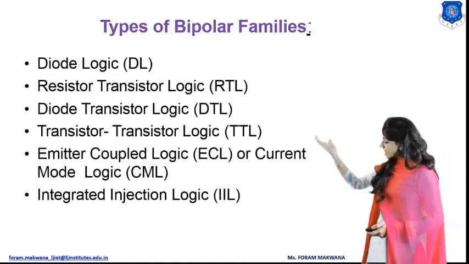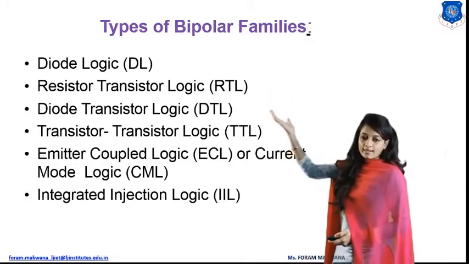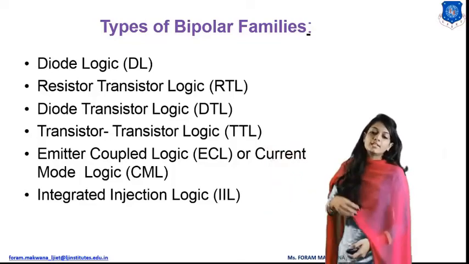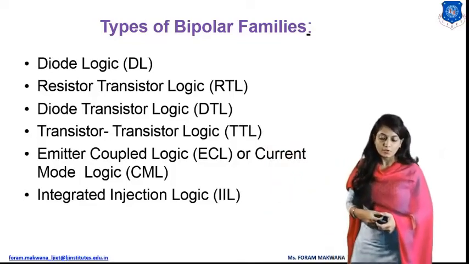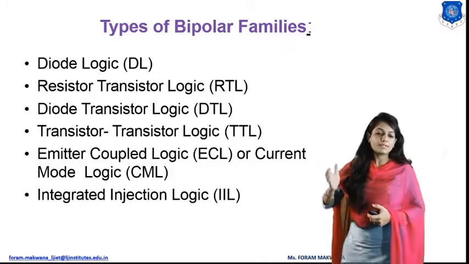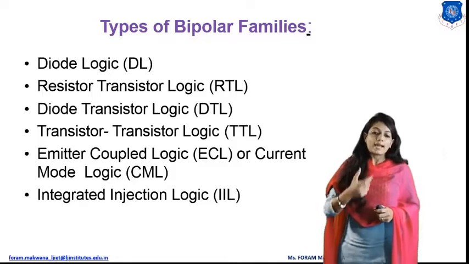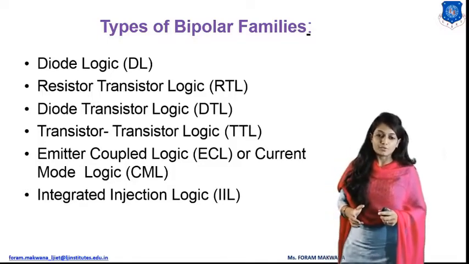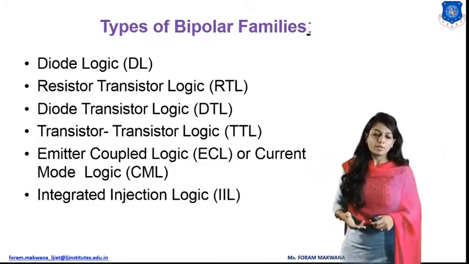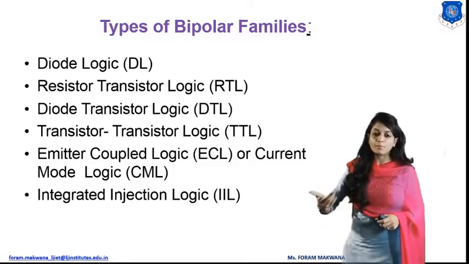There are a total of 6 types of bipolar families. The first one is diode logic, then RTL, DTL, TTL, ECL, and integrated injection logic. Now what does it mean? First of all, what do you mean by diode logic? Diode logic means that my integrated circuit is made up of a number of diodes. As we know, a diode has two terminals, anode and cathode, and based on the input applied, it is going to act as a switch, whether it is on or off, open or close.